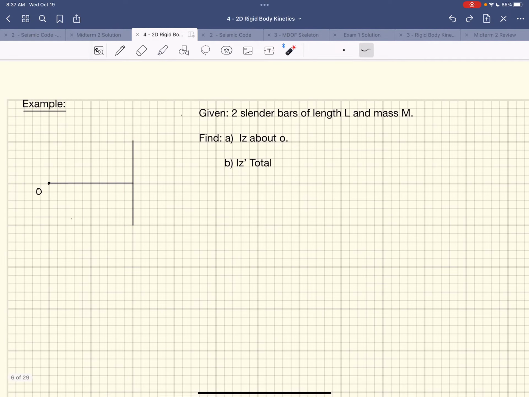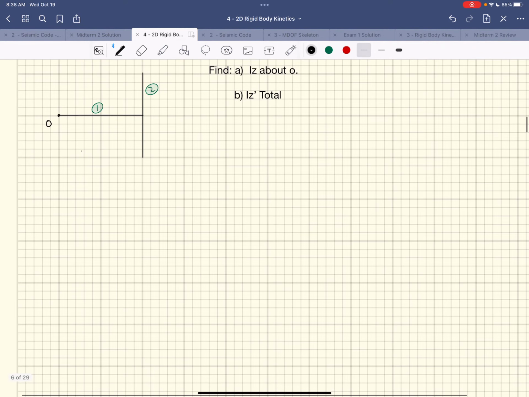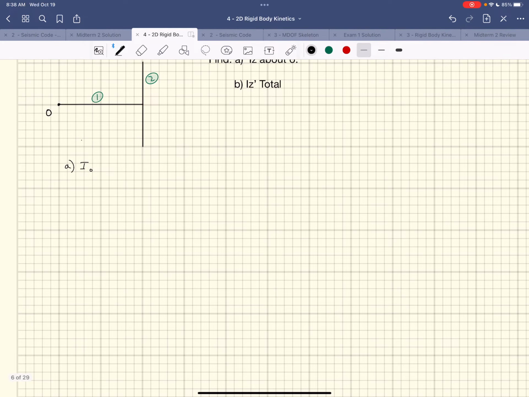So let's do this. If you follow those methods, it's divided into different sections. We'll call that 1 and 2. Object 1 and object 2, two different slender rods. What I like to do, at least when I start teaching this, is make a little table. So for part A, what is I about O. And these are 2D, so all of our rotations are around the Z-axis. Just keep that in mind. It's all going to be rotating in the K direction, one of those two directions. So really you only care about one moment of inertia.